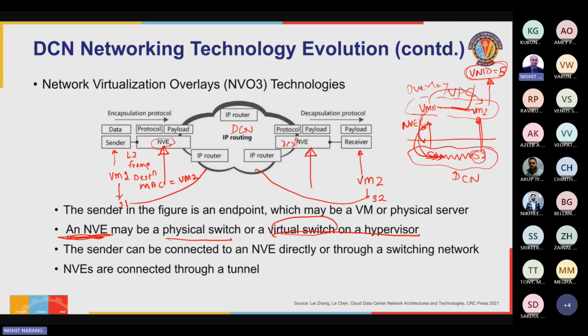But in quick answer to your question, when VMs are created on the same physical server, this is the hardware of the physical server. This is the hypervisor. The hypervisor has a component called vSwitch. So the VMs connect via the vSwitch, which routes the traffic. But I'll cover it in a later class, when we come to VM networking. Right now, my focus is more on the underlay network, data center networking.